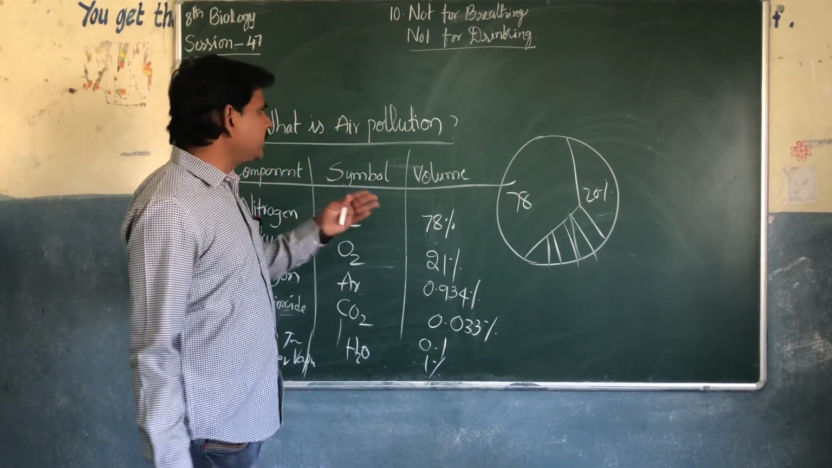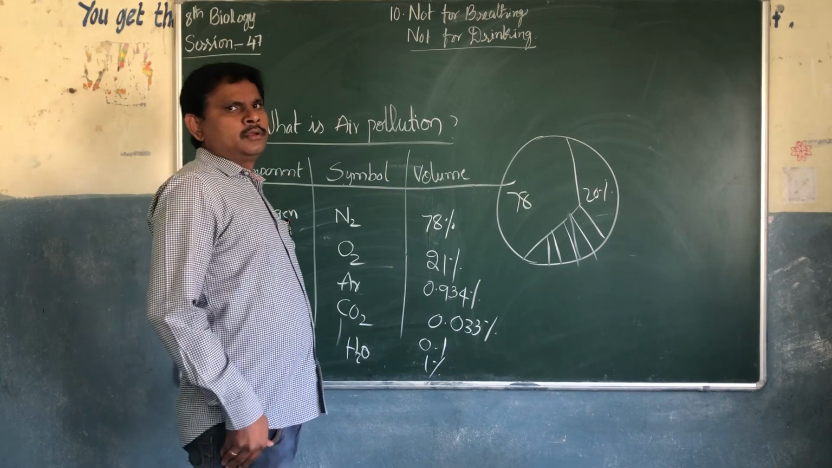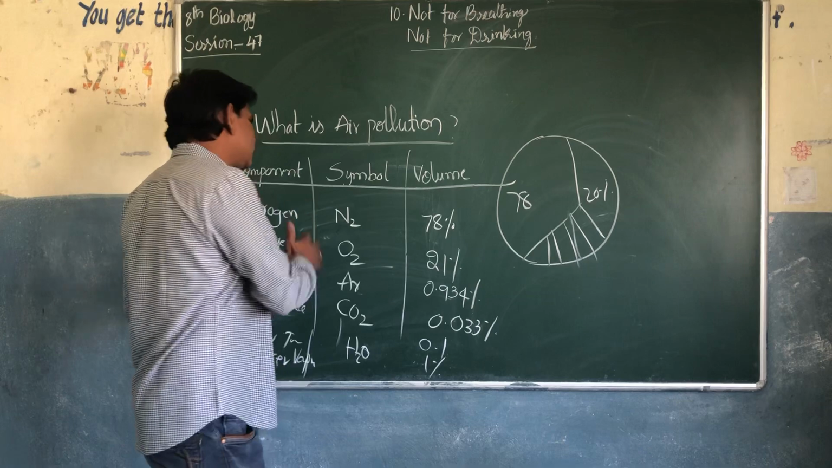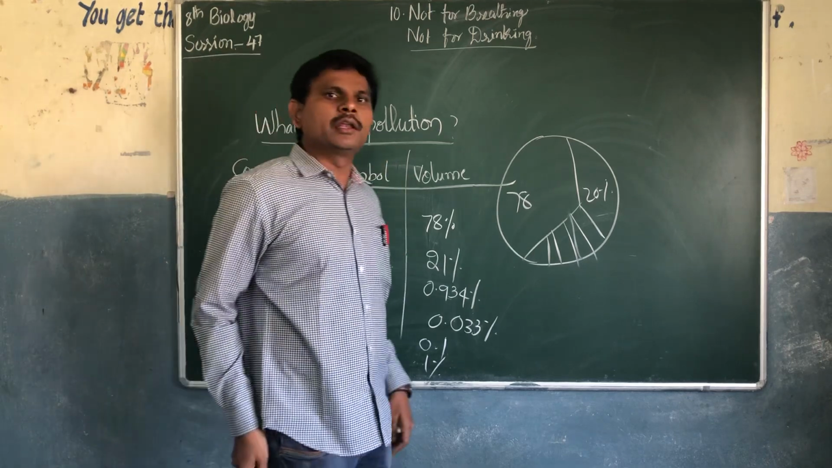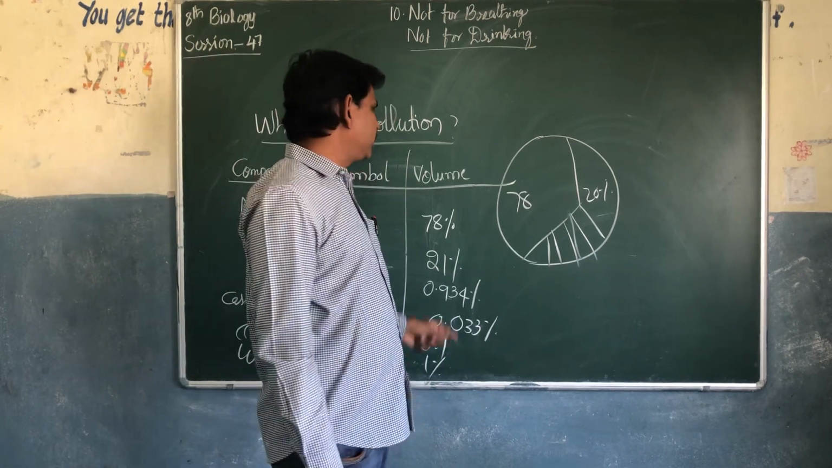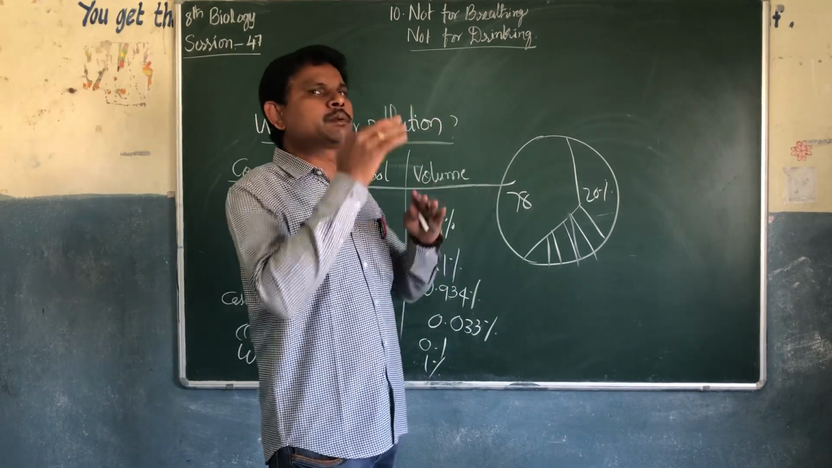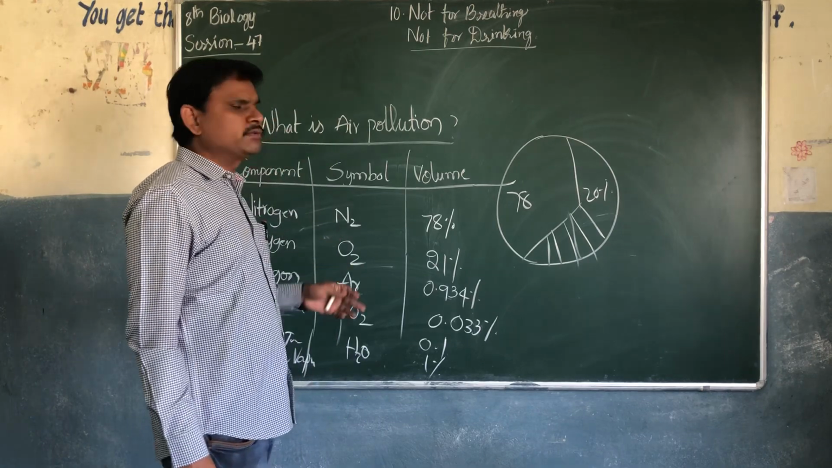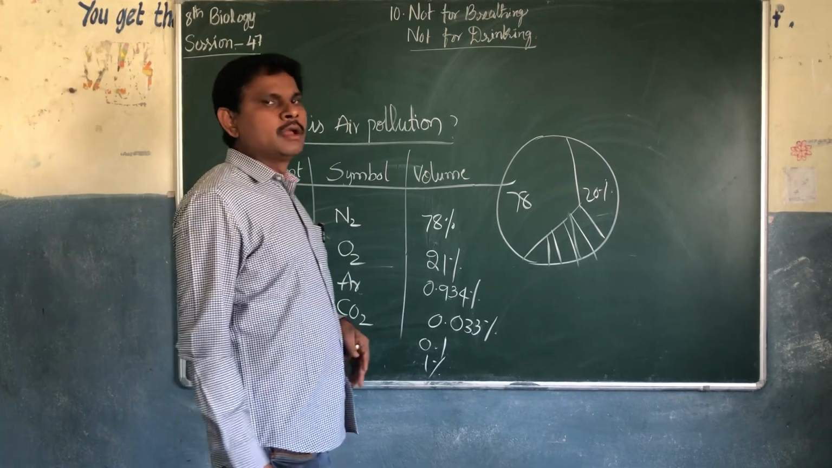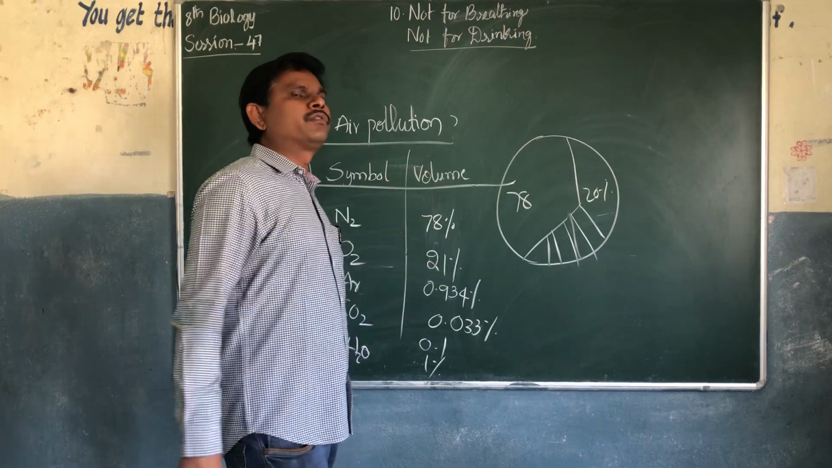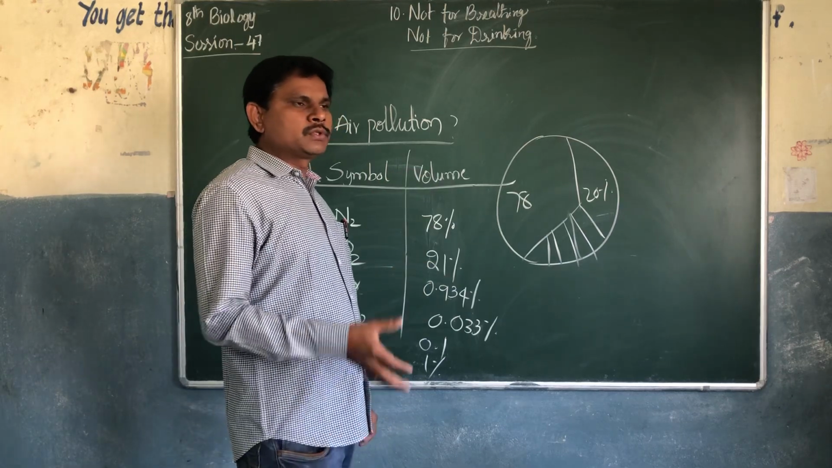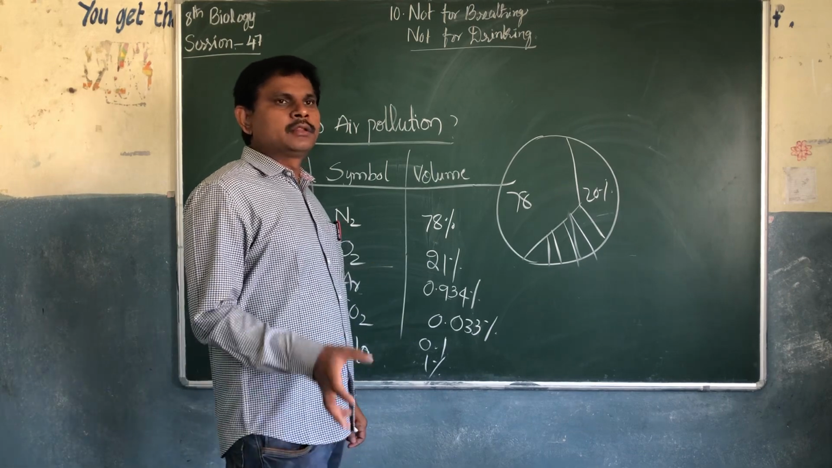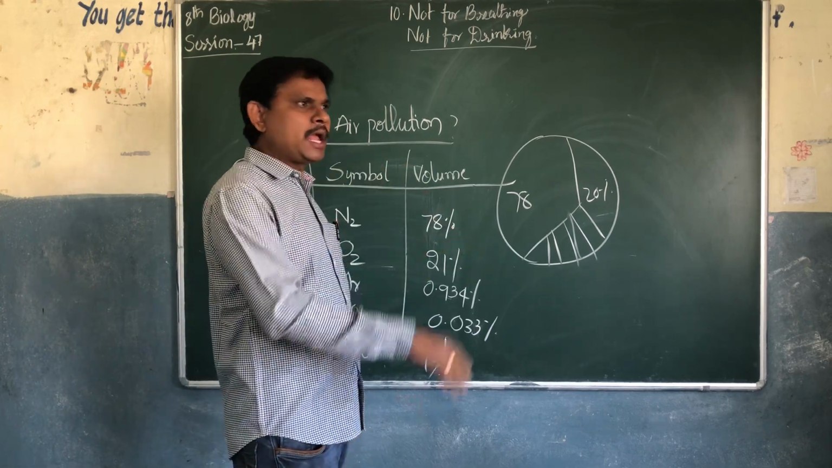Actually, what is air pollution? When these components are disturbed in the atmosphere, it leads to air pollution. When the percentage is increased or decreased in the atmosphere, this causes air pollution. Nitrogen is very useful for plants and animals, but they cannot take it directly from the atmosphere. So there are rhizobium bacteria in legume plants. They supply nitrogen to the plants.